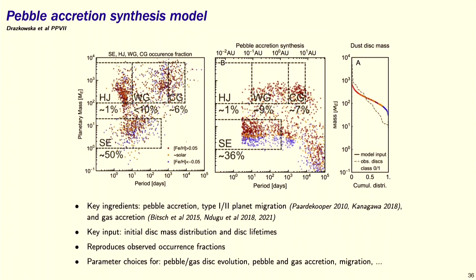Then you can compare this pebble accretion synthesis model to what is observed. Of course, the figure looks very different because this is just a completely biased population. But if you look again at occurrence fractions, it is not too bad. Super-Earths 50%, 36%, cold giants 6%, cold giants 7%.